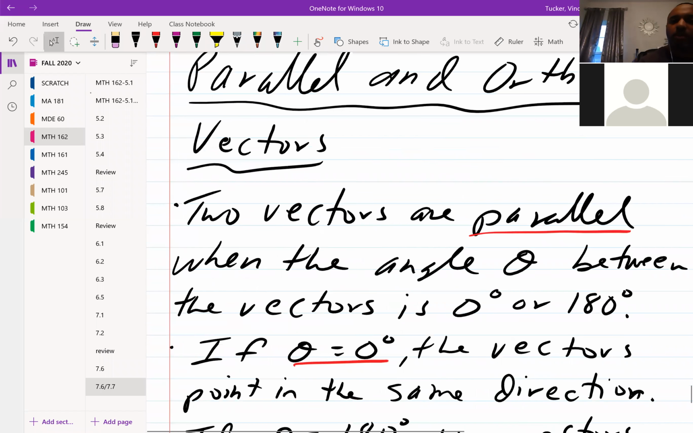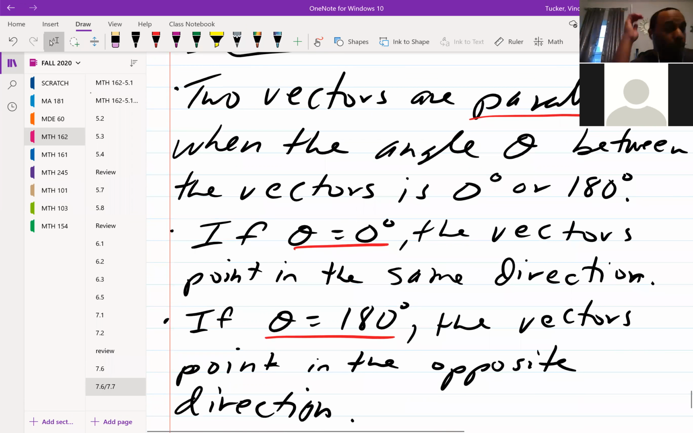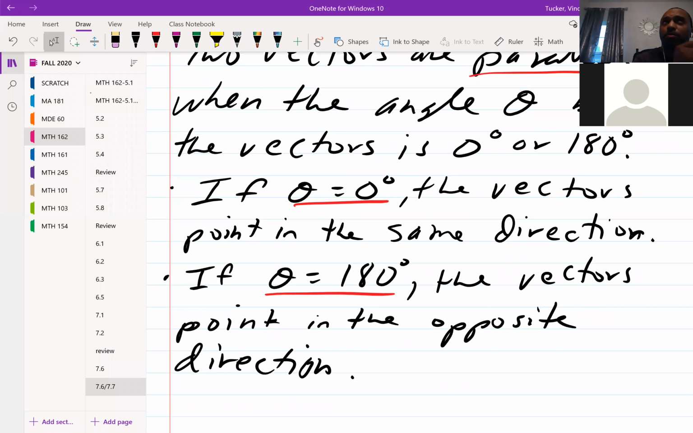All right, so looking at parallel and orthogonal vectors. Two vectors are parallel when the angle theta between the two vectors is 0 degrees or 180 degrees. If theta is 0 degrees, the vectors point in the same direction. If theta is 180 degrees, the vectors point in the opposite direction.